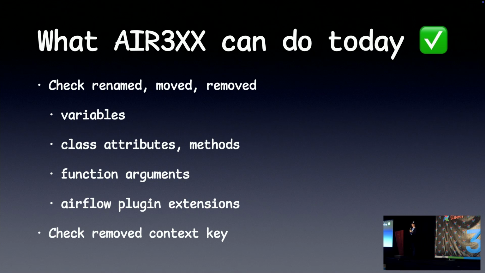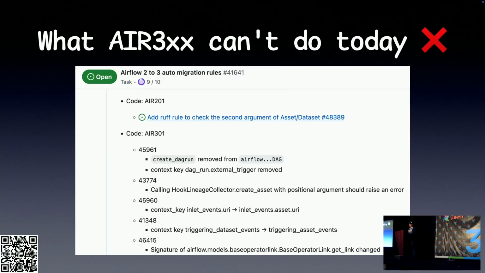And Airflow plugin extensions, we used to be able to use operators as sensors, but it's now removed and not supported because you can just use them as standard Python modules. And removed context keys. If you are using the Python operator, you probably have the experience to access the current context and try to get logical date, triggering dataset events and something. But execution date is not a thing now. So if you are accessing execution date from context, Ruff will also warn you, you shouldn't do that as well. So yeah, there are some things these rules can check today.